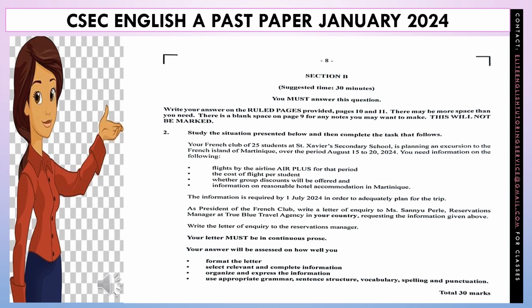Your answer will be assessed on how well you, one, format the letter; two, select relevant and complete information; three, organize and express the information; and lastly, use appropriate grammar, sentence structure, vocabulary, spelling, and punctuation. Total marks, 30. Are you able to complete this task? Do you know what task you're assigned? Let's jump right in and see if you were able to complete this assignment.